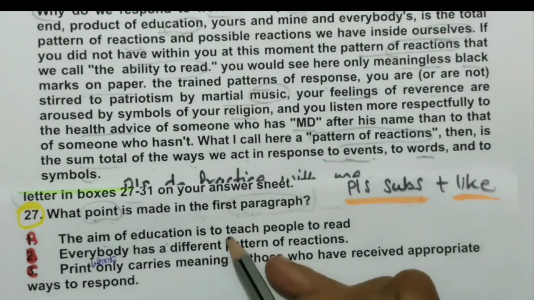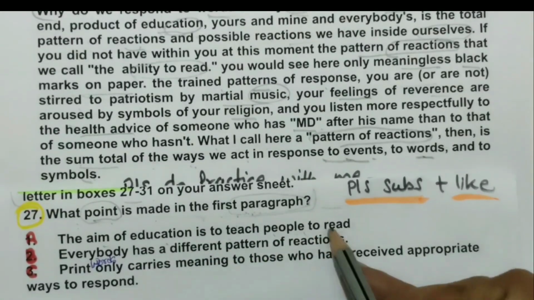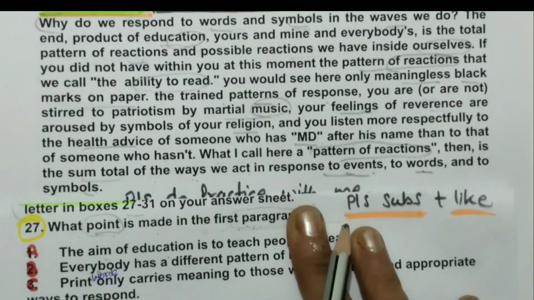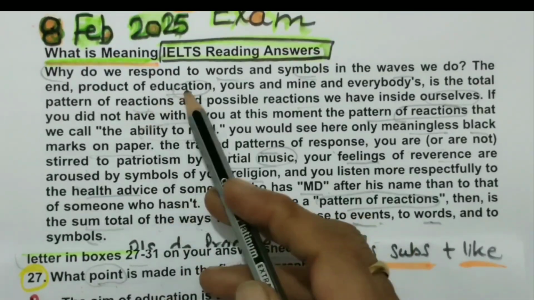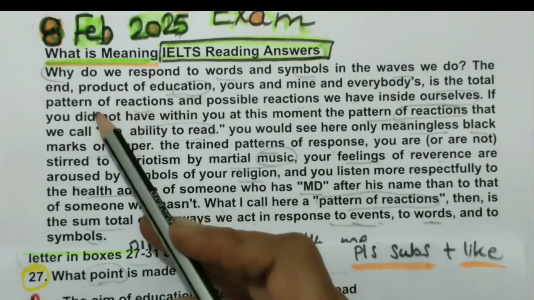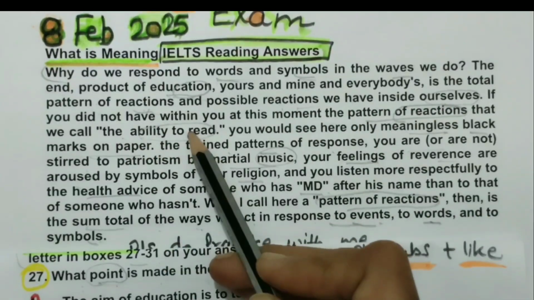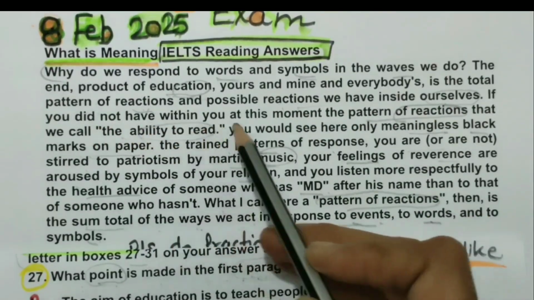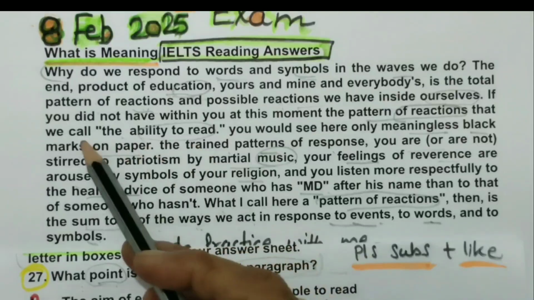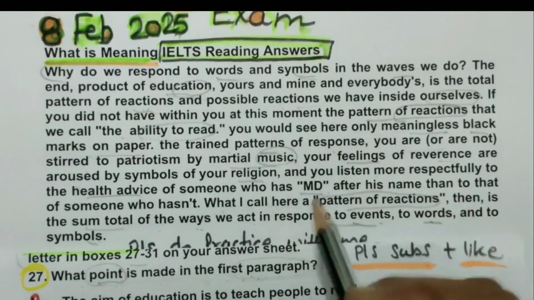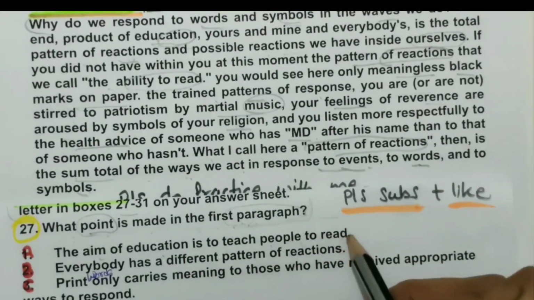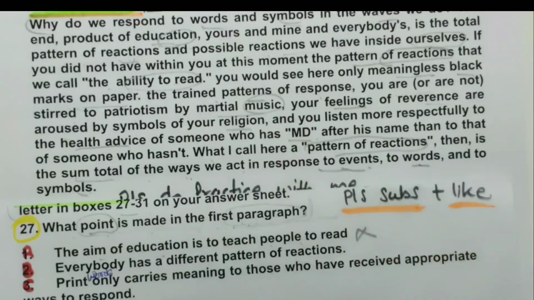The aim of education is to teach people to read. Education they are talking about in this paragraph. Product of education, ability, pattern of reaction, possible reactions we have, ability to read. You did not have within the moment the pattern of reaction that we call ability to read. So only ability to read? No, many things they are talking about here.